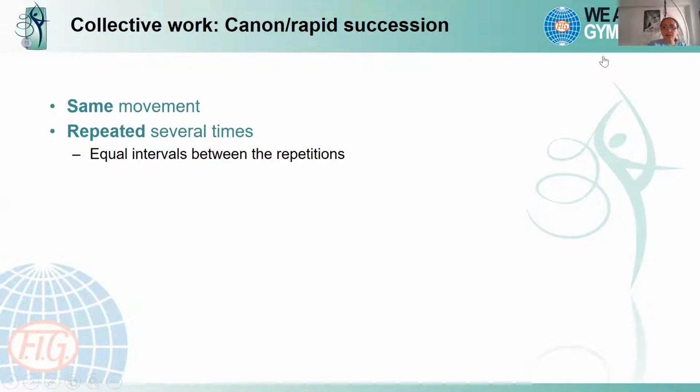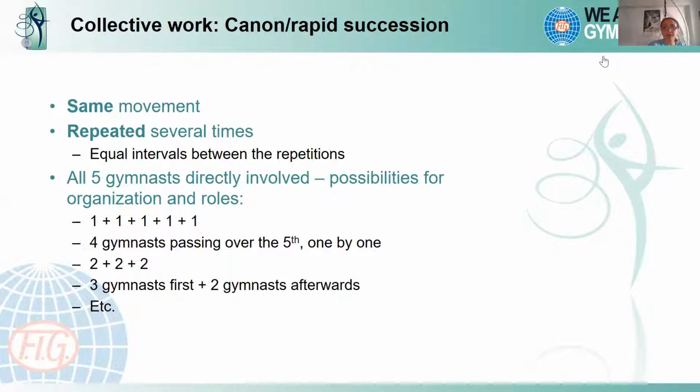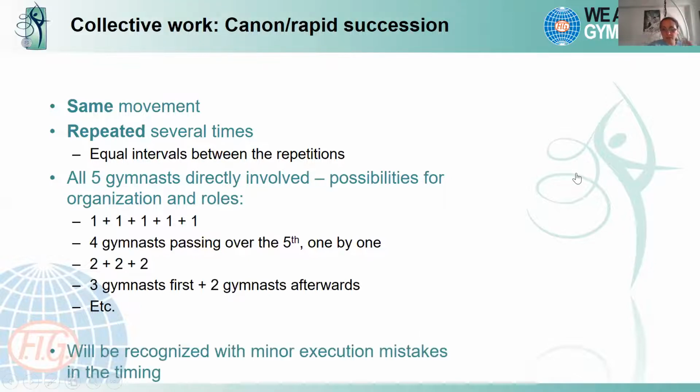Here we are talking about canon and rapid succession. Same movement, repeated several times in rapid succession. Equal intervals between the repetitions. All 5 gymnasts directly involved. Possibilities for organization of the roles: 1 + 1 + 1, rapid succession, 4 gymnasts passing over the fifth one by one; 2 + 2 + 2, 3 gymnasts first and then 2 gymnasts afterwards. It's up to the coach's creativity. Also, they will be recognized with minor execution mistakes in the timing.